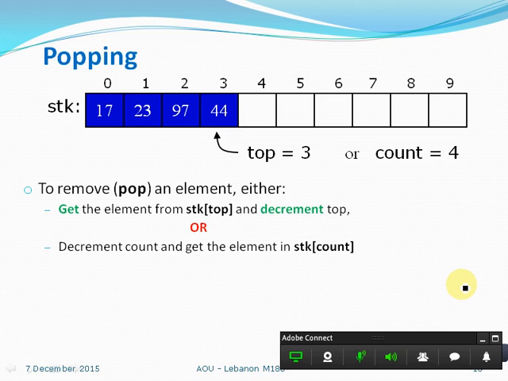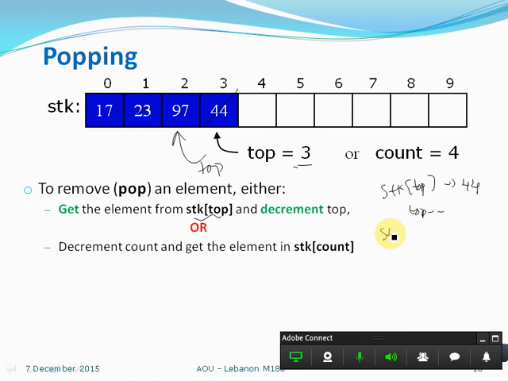Or decrement count and get the element in the stack of count. So for example, here top is 3, we want to remove 44. So what do you do? First get the element stk of top. Stk of top, top is 3, that is 44. This will give you 44. Now decrement top, top minus minus, top will go to its previous location, by removing this element.